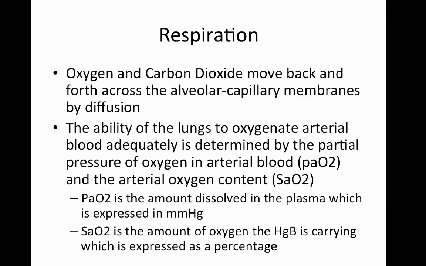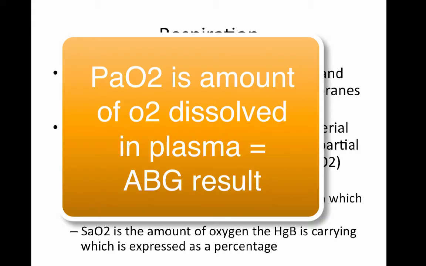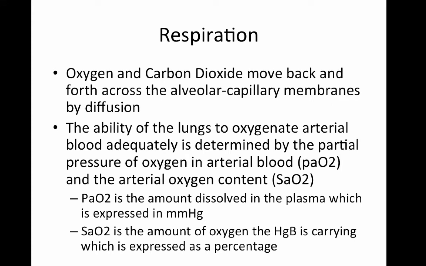The ability of the lungs to oxygenate arterial blood is determined both by the PaO2 and the SaO2. The partial pressure of oxygen in arterial blood is what is known as your PaO2. This is actually the amount of oxygen that's dissolved in the plasma. It's expressed as an actual number in millimeters of mercury. This is the number you're most concerned about when you're looking at hypoxia. This is measured on an arterial blood gas.